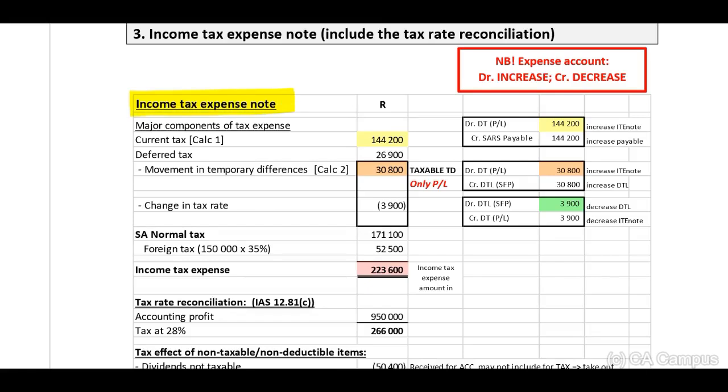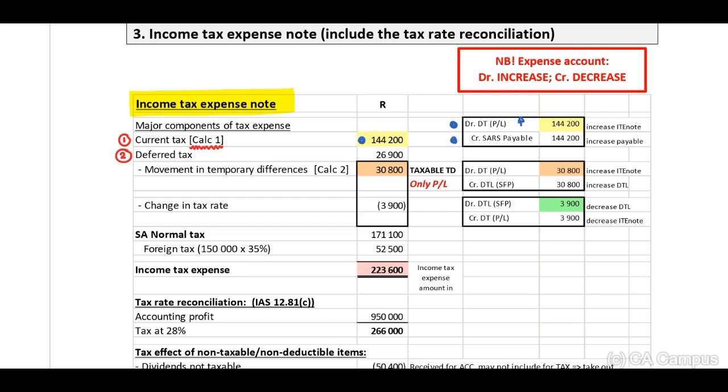This relates to your current tax. We have calculated this in calculation 1, and this is 144,200. Look at your journal. We debit increase and we credit our payable. Now, next section, our deferred tax. Remember the movement in terms of your temporary difference. You will remember our deferred tax liability increased.